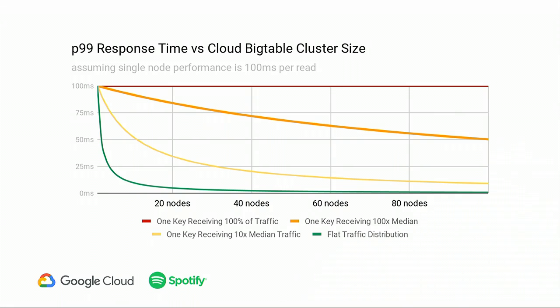The yellow line, second from the bottom there, that's another example. That's what happens if one key receives 10 times the median traffic, which doesn't seem like too much, but adding more nodes will still not increase your performance in the worst case. So this is definitely something that we've used to try and re-architect our systems at Spotify to make sure that everyone gets a good experience every single time.